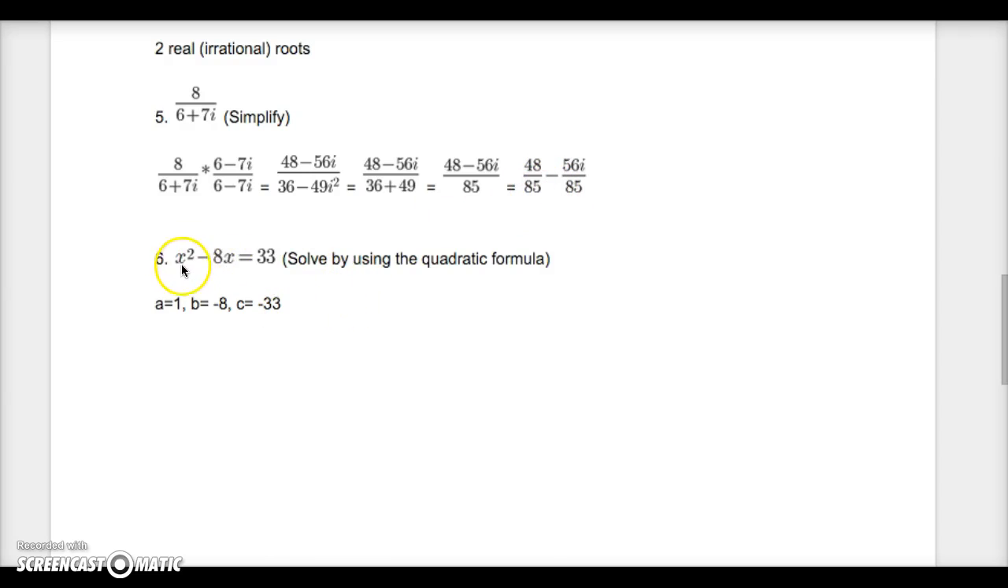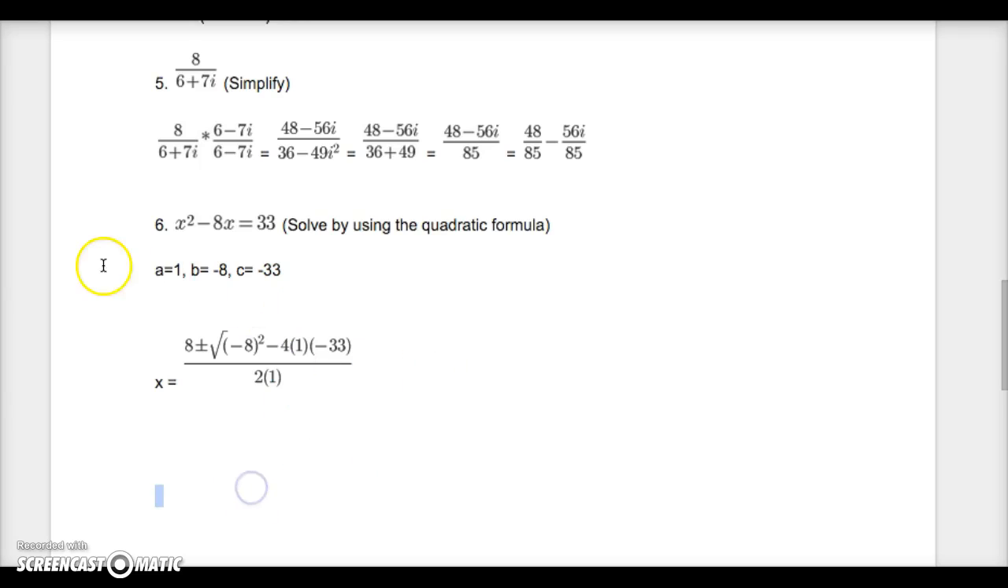On number 6, we have the equation x squared minus 8x equals 33, and we are told to find the exact solution of the following quadratic equation by using the quadratic formula. So we need to solve using the quadratic formula. First thing we're going to do is write down our a, b, and c. Notice that c has to come over to the left side, so c is negative 33. Then we're just going to come up here and plug our numbers into our expression in the quadratic formula.